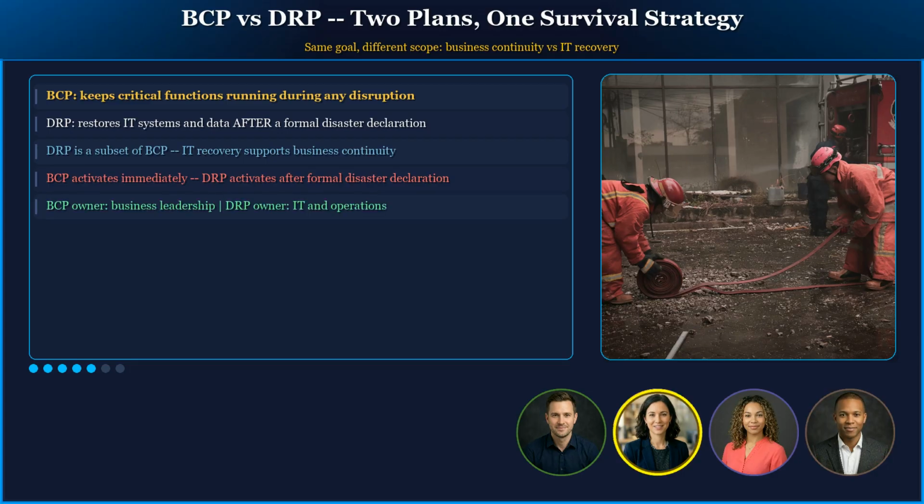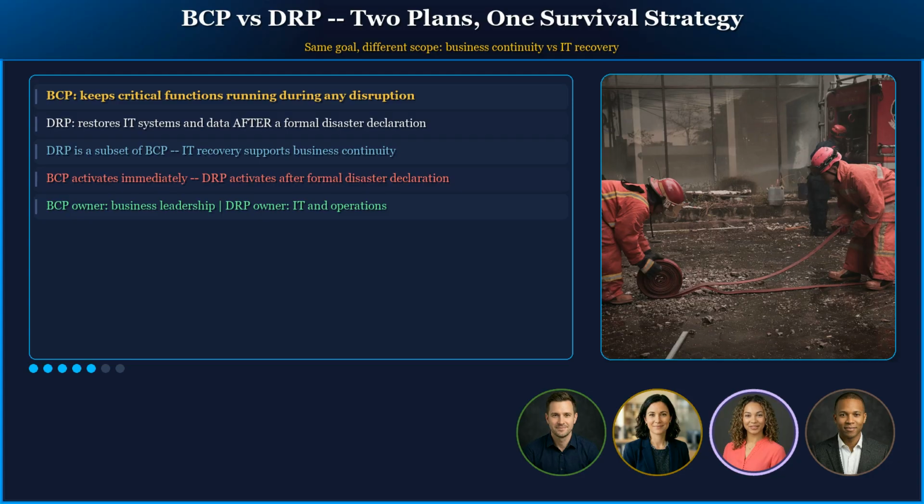The timing difference is also tested on the exam. Business continuity plan activates the moment a disruption is detected. The business starts executing its continuity procedures immediately. Disaster recovery plan activates only after a formal disaster declaration by authorized leadership. You declare the disaster, then the IT recovery plan kicks in.